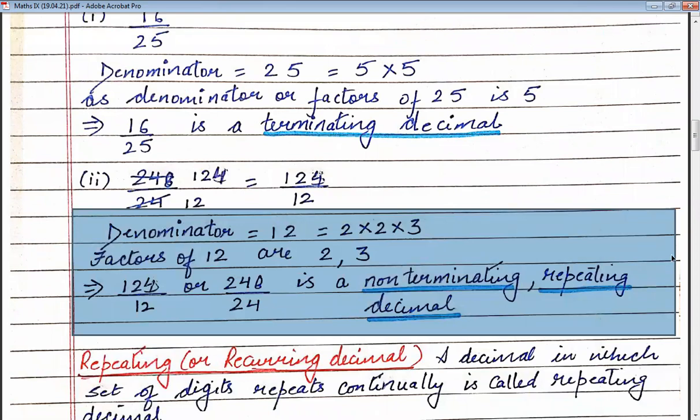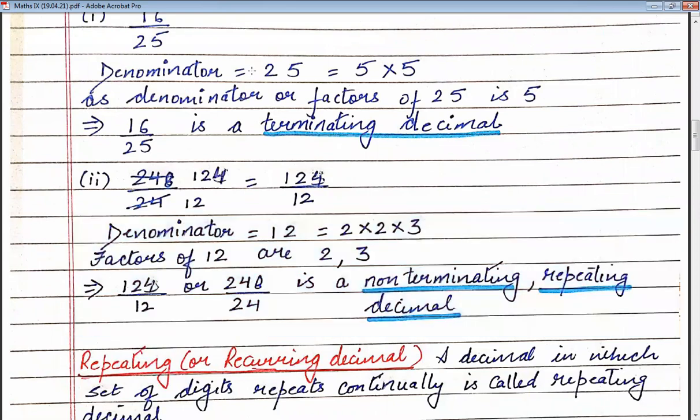I guess children you are clear with this. Let me repeat one more time. Like in the first one, your denominator was 25, so your factor was 5. So whenever the factor is 2 or 5, that fraction is called a terminating decimal. Now let's have a look at the other one.